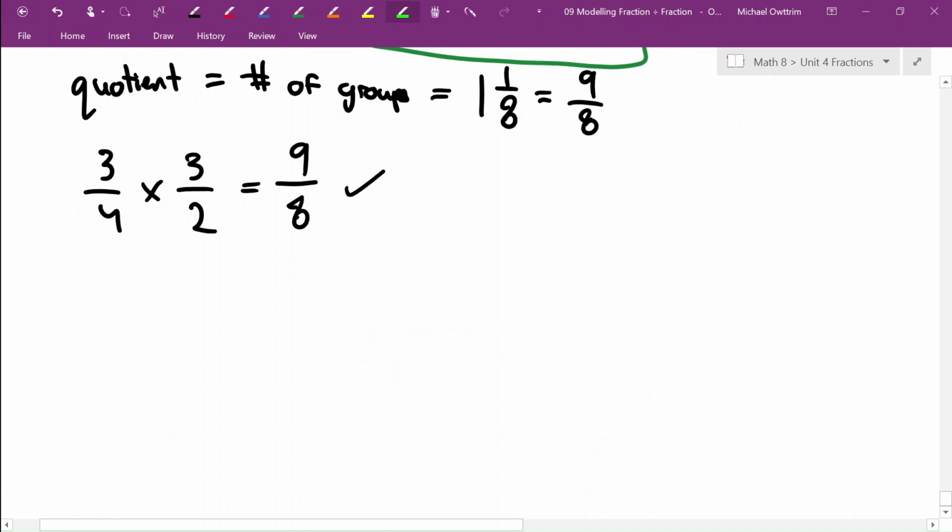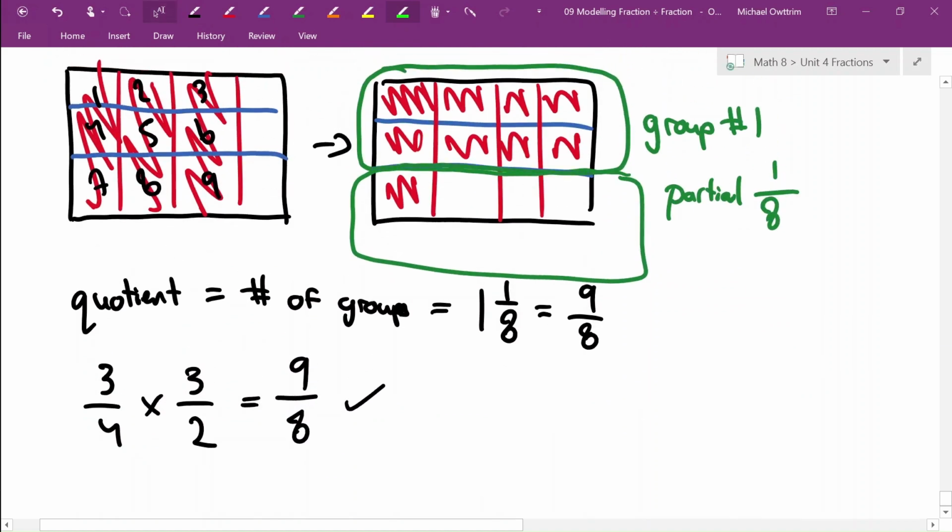9/8. So I hope that's helped you understand how to multiply fractions using a model and the symbolic rules.